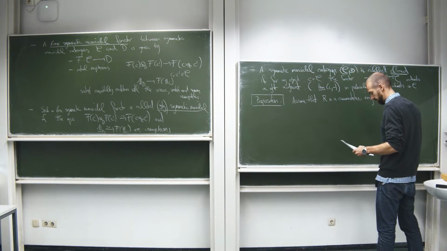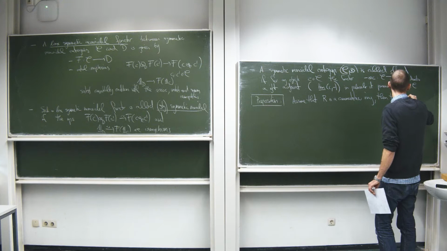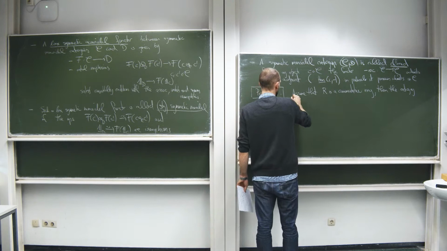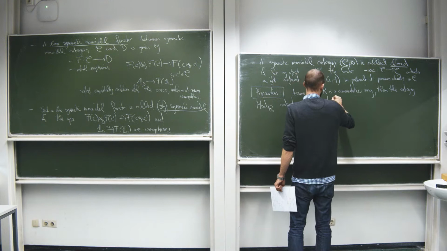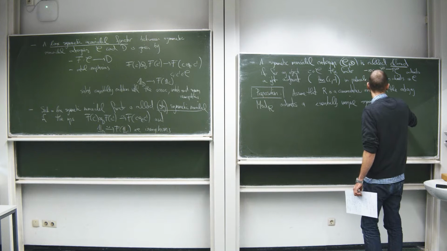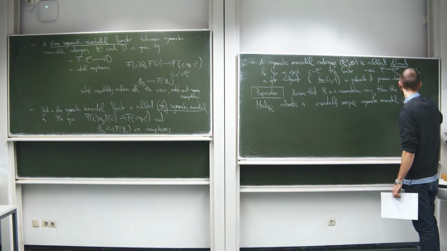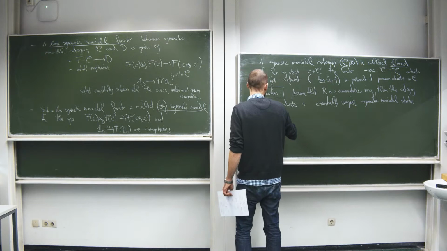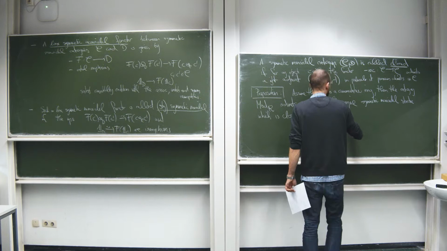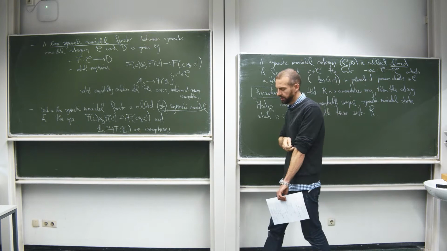Then the category mod R of R modules, the ordinary category of R modules, admits an essentially unique symmetric monoidal structure, which is closed and with tensor unit R. And of course the bifunctor will be denoted tensor R.